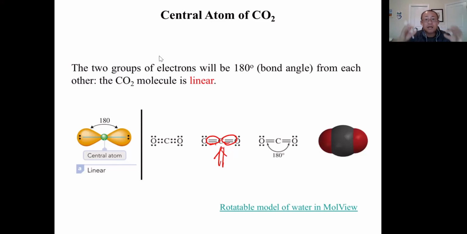So the maximum separation is when these 2 groups are 180 degrees apart. We call that the bond angle. Because of that maximum separation, the geometry of the molecule carbon dioxide is called linear. Why? Because 180 degrees is linear. I think with the model, you can see better.